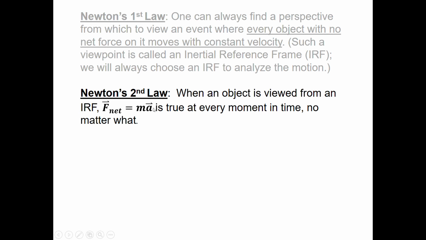And if we know the acceleration, maybe we can figure out where it is as a function of time. For example, if the net force is constant, then the acceleration will be constant as a function of time, and maybe we can use those kinematics equations from last chapter. This is true at every moment in time, no matter what. So the forces may be changing, and at every instant the net force might be a little bit different, and that means the acceleration is going to be a little bit different. But that equation holds at every moment in time.